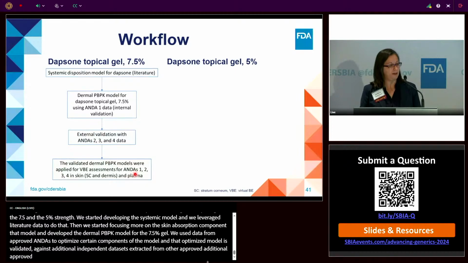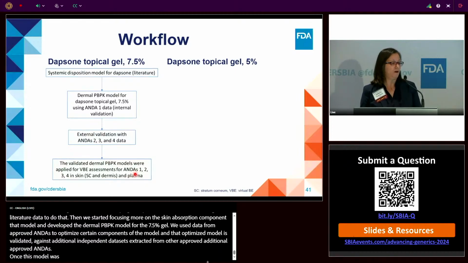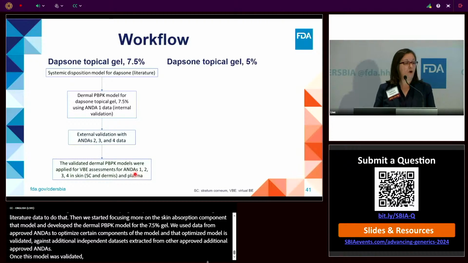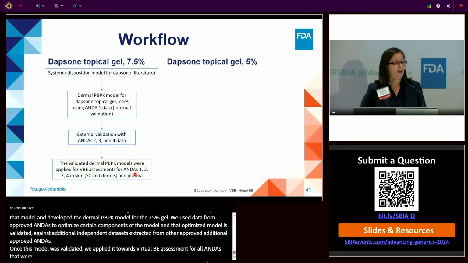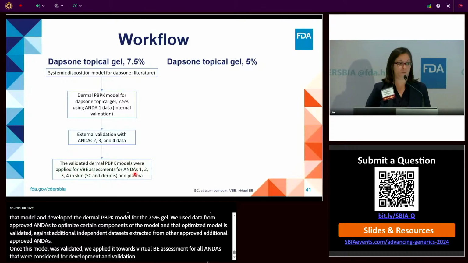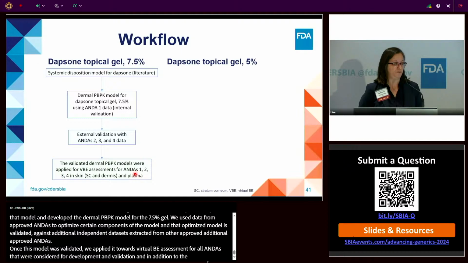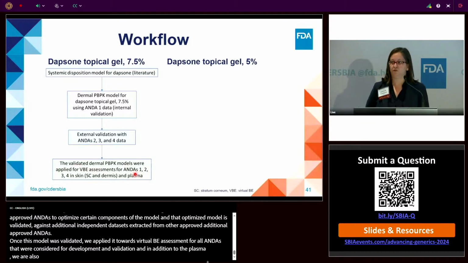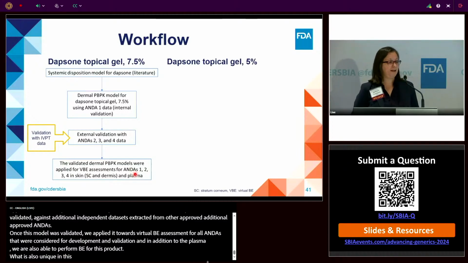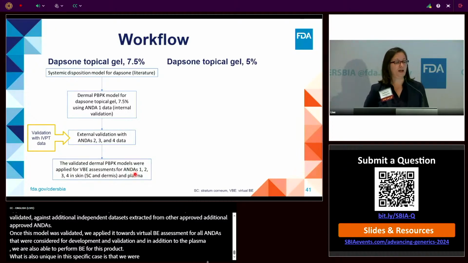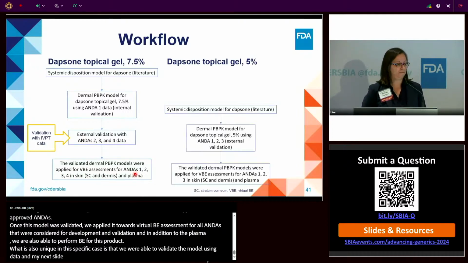Once this model was validated, we applied it towards virtual bioequivalence assessment for all ANDAs that were considered for development and validation. And in addition to the plasma BE assessment, we also were able to perform bioequivalence assessment in the stratum corneum and the dermis for this product. What was also unique in this specific case is that we were able to validate the model using IVPT data. And in my next slide, I will go into a lot more detail on this.